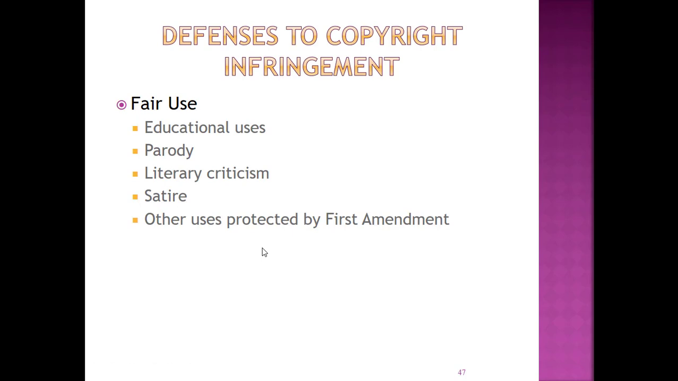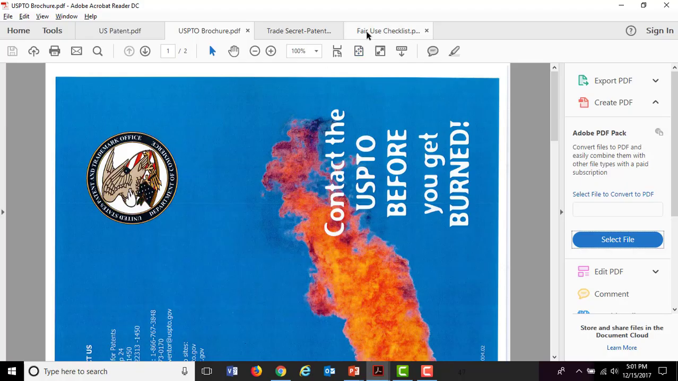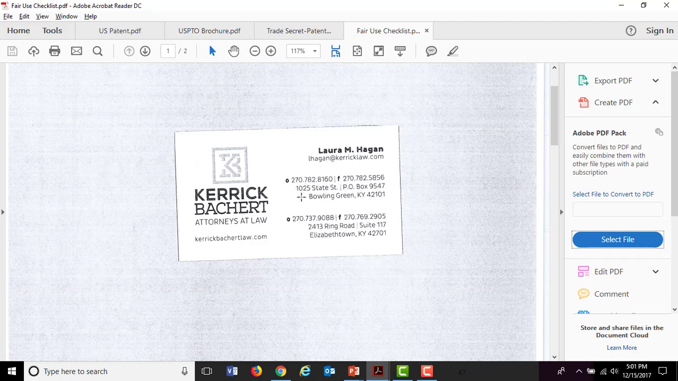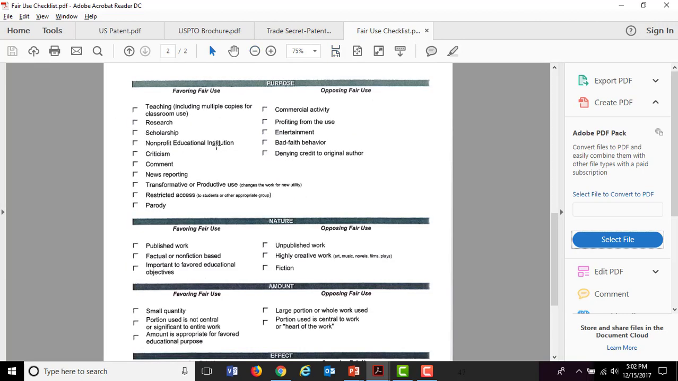There's a checklist. One of the things that you could download from the Blackboard site is this fair use checklist, and there's Miss Hagen's business card, by the way. So if you guys would like to contact her, feel free. But if you're checking things on the left column here, that's why you're using a copyrighted thing, then you're probably going to be okay. If you're checking it over here on the right side, then you're probably not okay. This is a real helpful worksheet that she gave us if you're trying to figure out whether you're going to be okay to use a copyrighted material for something.